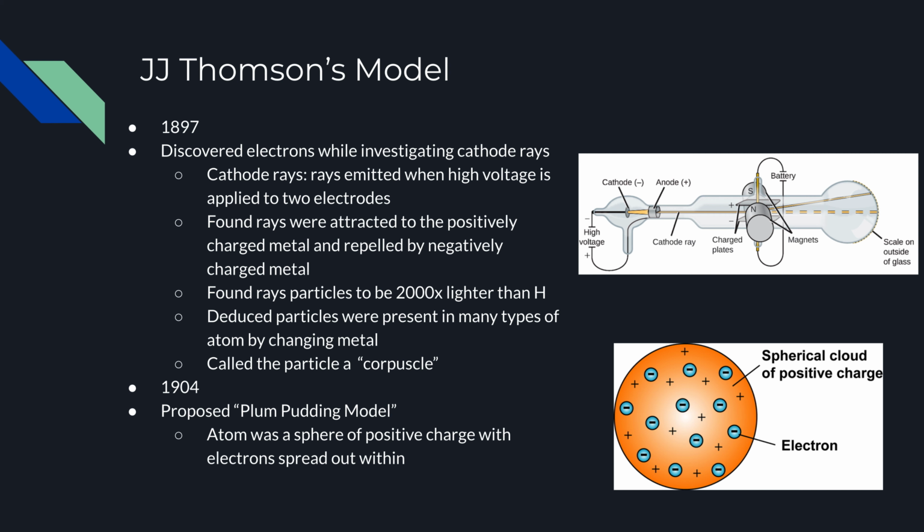So J.J. Thomson deduced that the particles were present in many types of atoms, because by changing the types of metal, he found that the cathode ray particles still emitted were identical. He called these particles corpuscles, and in 1904 he proposed the plum pudding model. The atom was a sphere of positive charge with electrons spread out within.